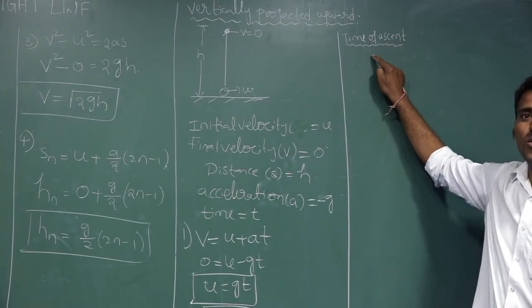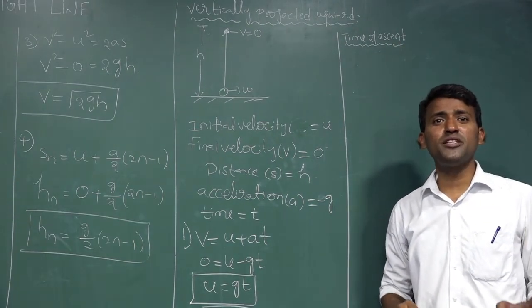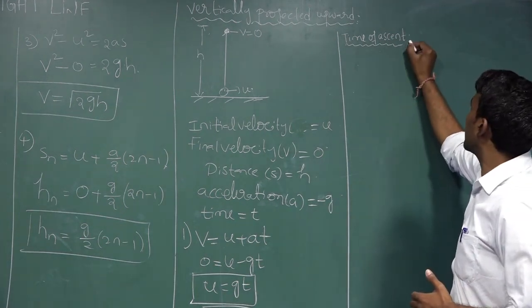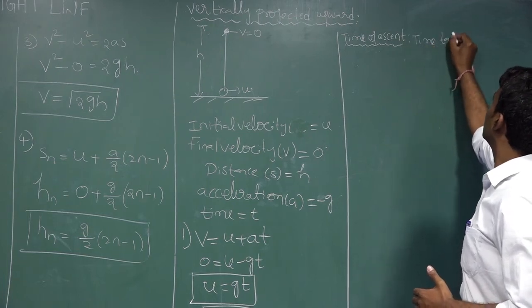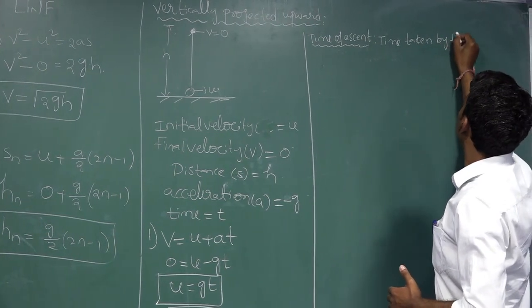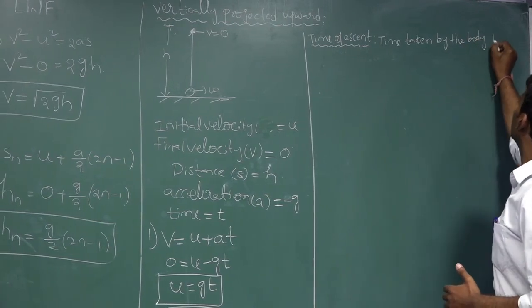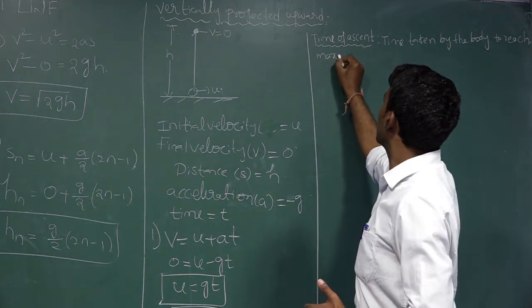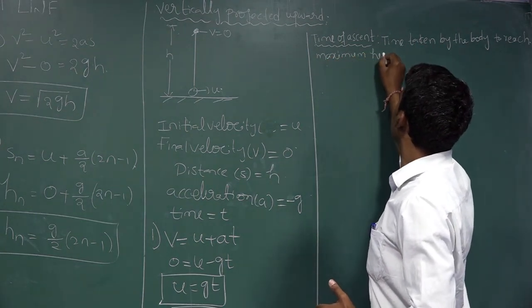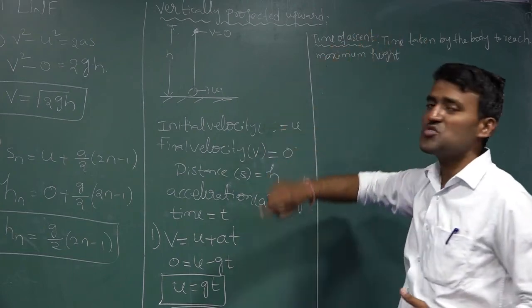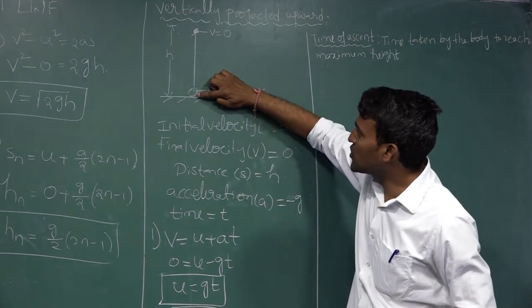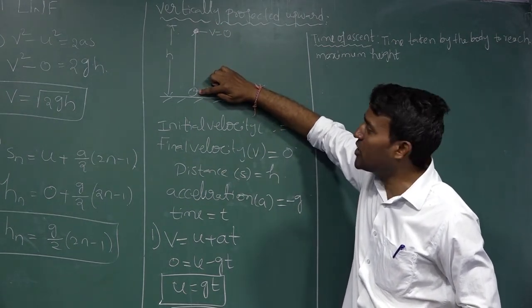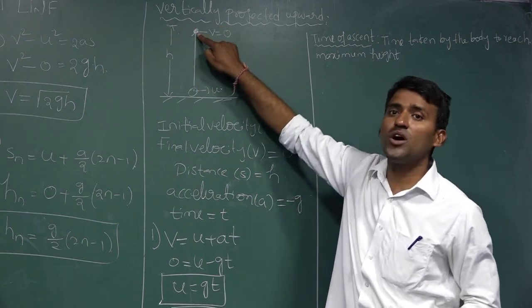Time of ascent. What does time of ascent mean? Time taken by the body to reach maximum height from the ground is called time of ascent. See in the diagram, from here to here, from the ground to the height it is traveling. Time taken by the body to reach maximum height is called time of ascent.